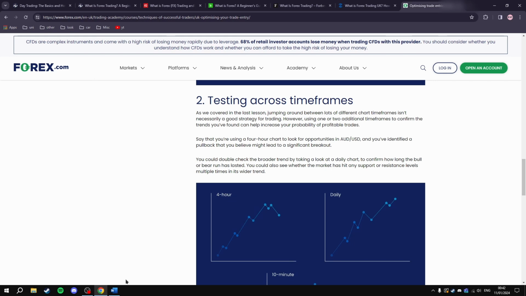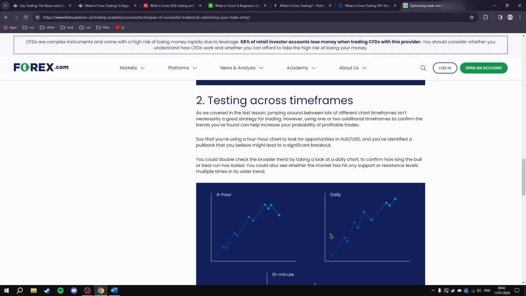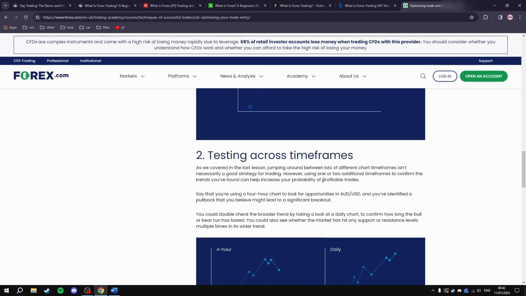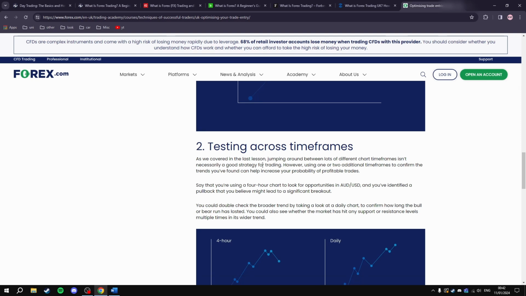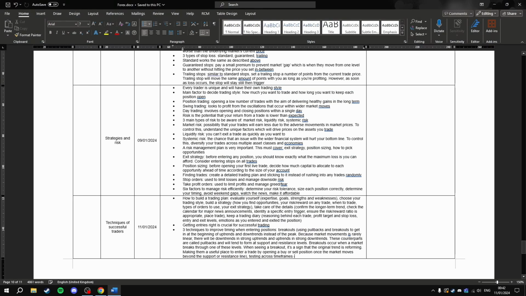Testing across time frames. As we covered in the last lesson, jumping around between lots of different chart timeframes isn't necessarily a good strategy for trading. However, using one or two additional timeframes to confirm the trends you've found can help increase your probability of profitable trades.